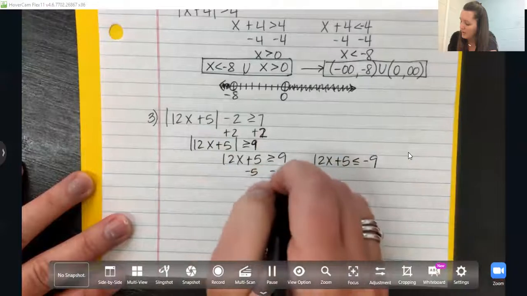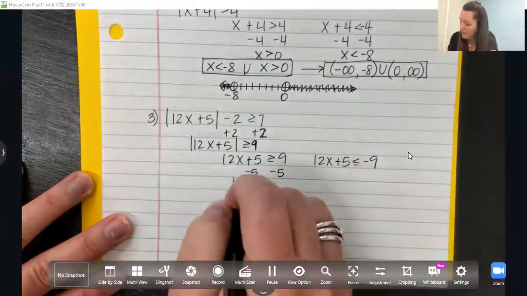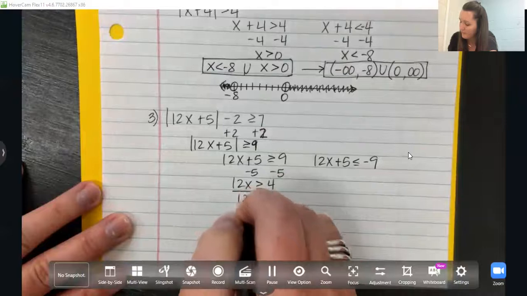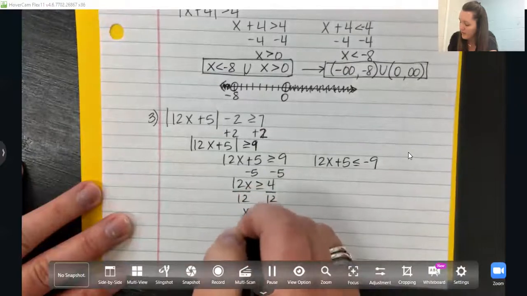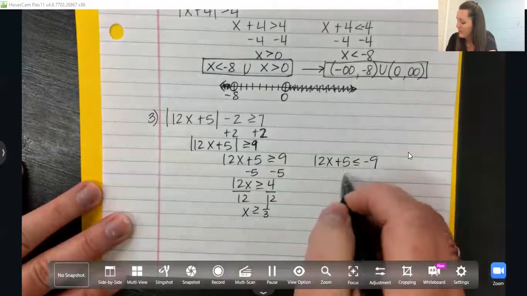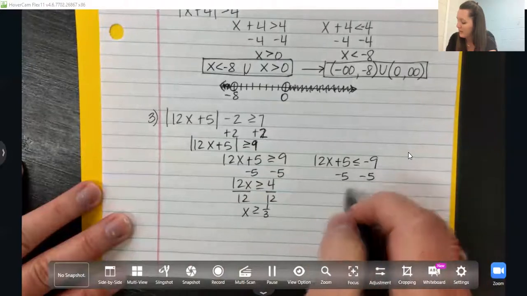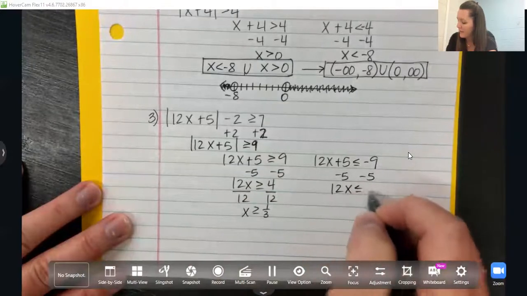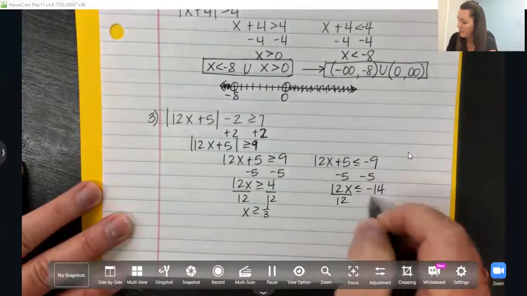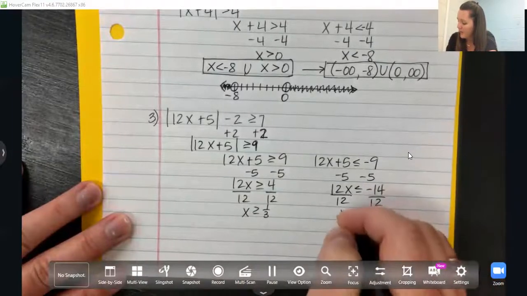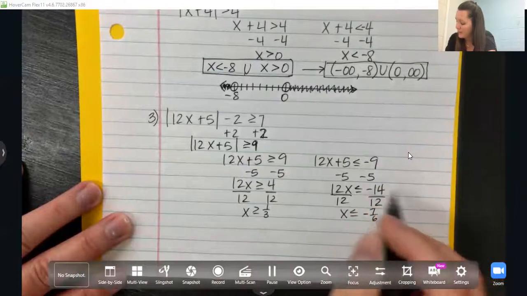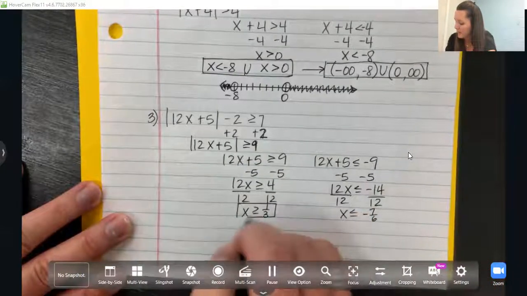We'll solve this by subtracting 5. So we have 12x is greater than or equal to 4. Divide by 12, and x is greater than or equal to 1/3. Look at it here. Subtract 5. 12x is less than or equal to negative 14. Divide by 12. And x is less than or equal to negative, let's say 7/6 as we reduce.